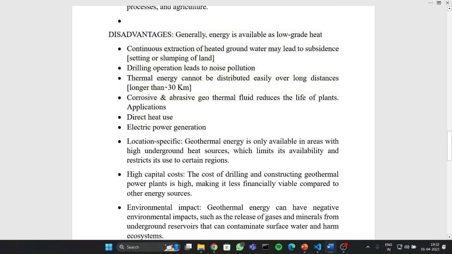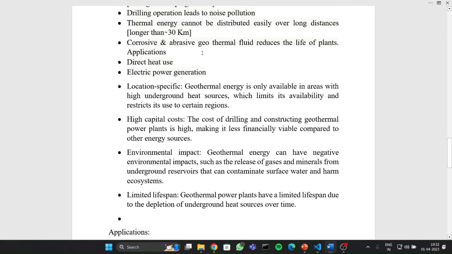So, other than that, continuous extraction of heated groundwater may lead to subsidence or slumping of land, or even loss of water or intoxication of water. Also, drilling operation leads to noise pollution, which could also be a disadvantage. And thermal energy cannot be distributed easily over long distances. Other than that, the fluid released into the water might reduce the life of plants in the nearby areas, and it could be corrosive. And because of direct heat use, there could be a loss of vegetation in that area.